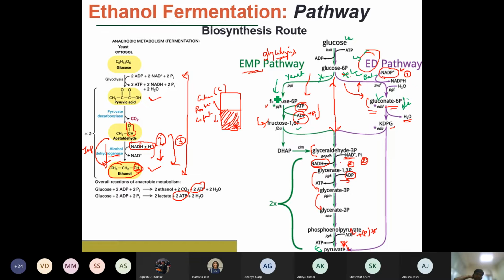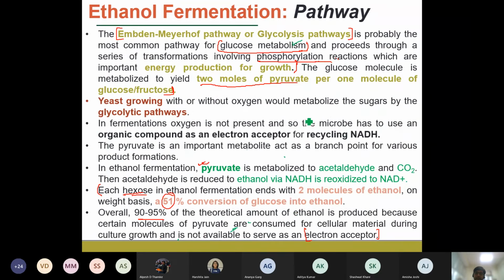And we have looked into why we have higher productivity in the case of the EMP pathway rather than the ED pathway, and that was because of the NAD plus and NADPH. So we have in this case the number of steps. These are nothing but the compounds which are the electron acceptors, right? And that is very important.